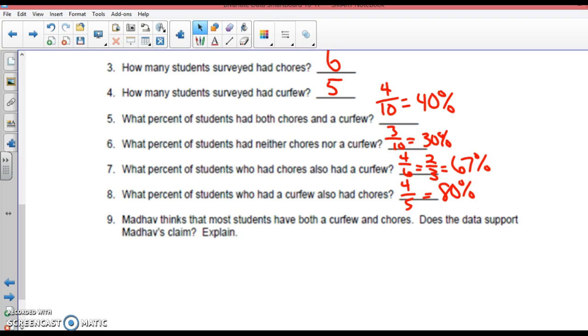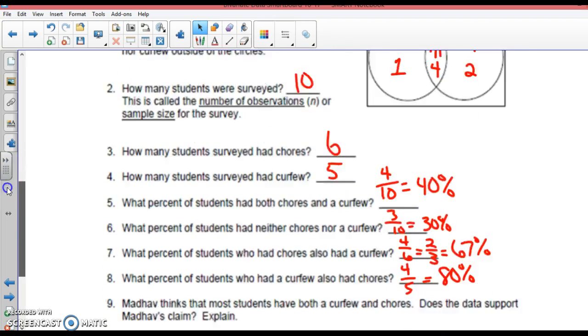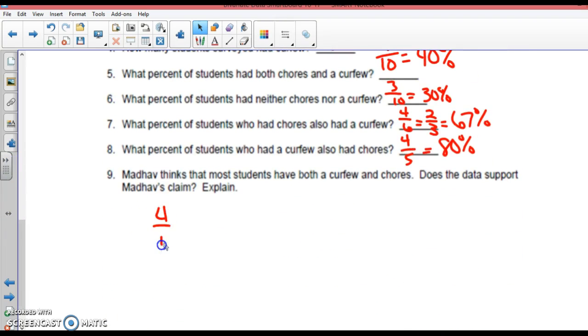Matt Have thinks that most students have both a curfew and chores. Does the data support his claim? Well, look, only 4 out of 10 have both. 4 out of 10, which is 40%, so no, not most. It would have to be over 50% to be most.